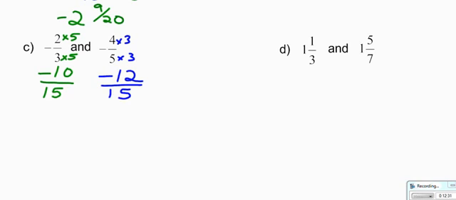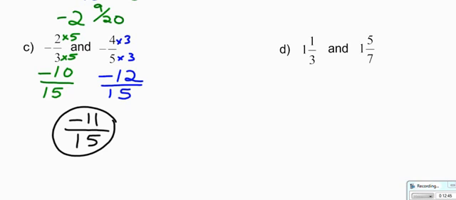Well, 10 and 12, I know what comes in between 10 and 12, or I hopefully do. If not, let's practice some counting. And in between negative 10 and negative 12 is negative 11 over 15. So now we have a fraction in between our two given rational values. So I would encourage most of you to pause it at this time, try B and D on your own, and then check back for the answers.